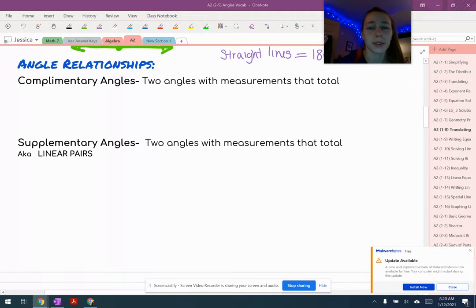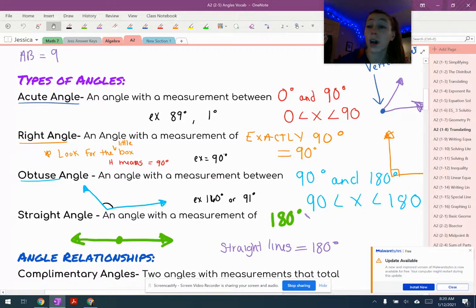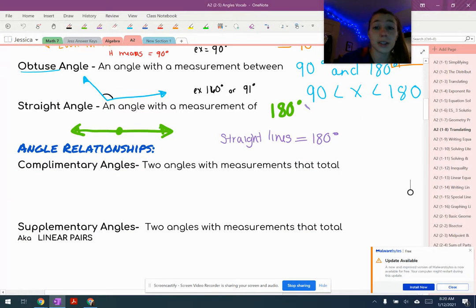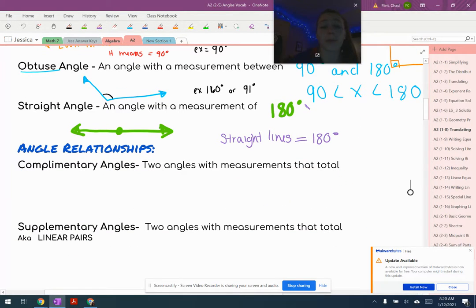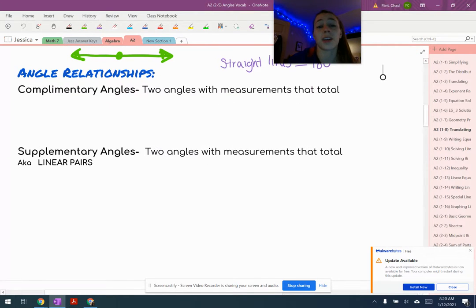I know it's a different day for me, but we're going to talk about some angle relationships today. Last video we talked about different types of angles, and this one's specifically going to be about the relationships between angles. These are definitely important and things that you're going to want to have memorized. So we're going to start with the first two.